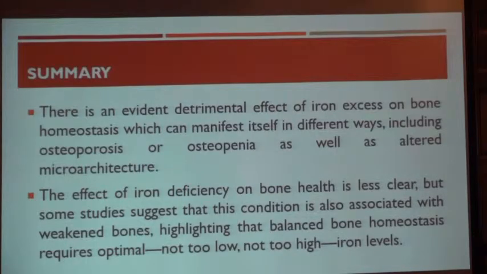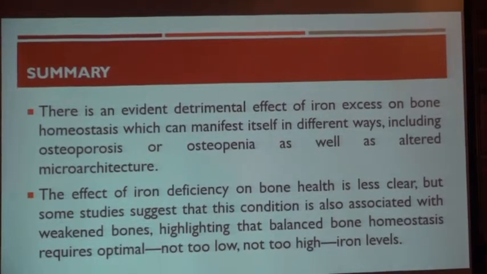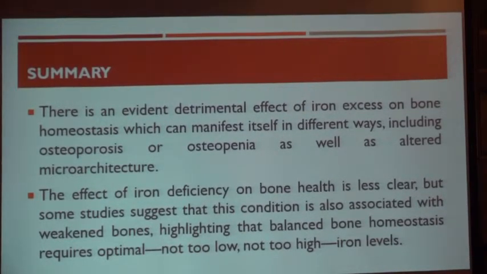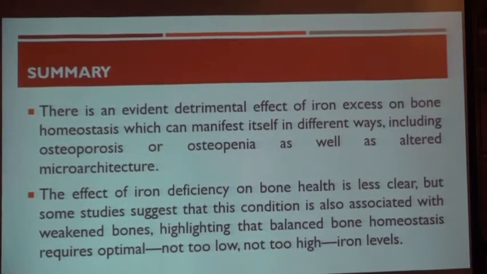So my summary is, there is an evident detrimental effect of iron excess on bone homeostasis, which can manifest itself in different ways, including osteoporosis, osteopenia, as well as altered microarchitecture. The effect of iron deficiency on bone health is still less clear, but some studies suggest that this condition is also associated with weakened bone, highlighting that balanced bone homeostasis requires optimal iron level, not too low, not too high. And thank you.